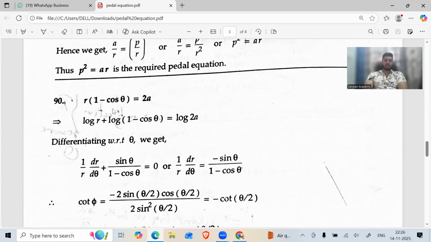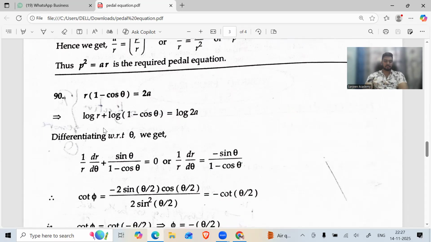Correct? Log of AB is log A plus log B. So log r plus log of 1 minus cos theta, and log 2a. Differentiation of log of a constant is 0. So again, I'm differentiating with respect to what? Theta. So the first step is take log on both the sides. Second step is differentiating with respect to theta. Third step, make LHS equal to RHS. Same simple procedure. So 1 by r dr by d theta I'm getting.